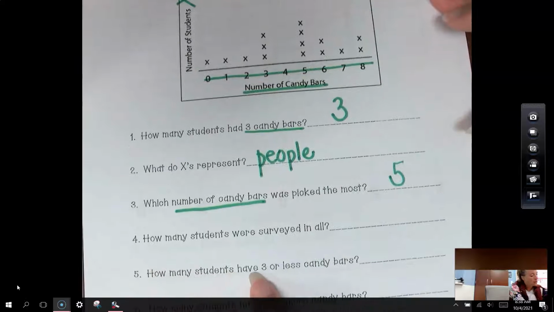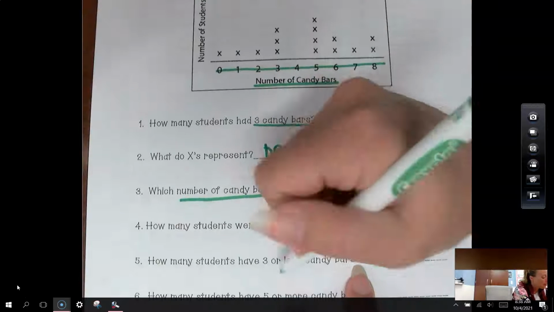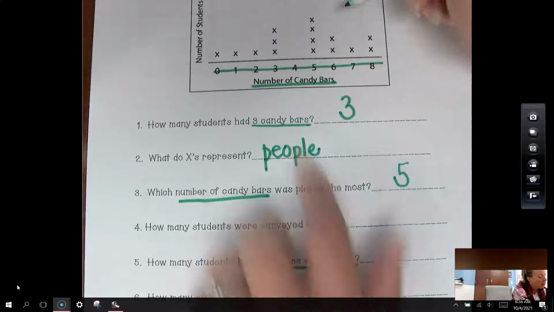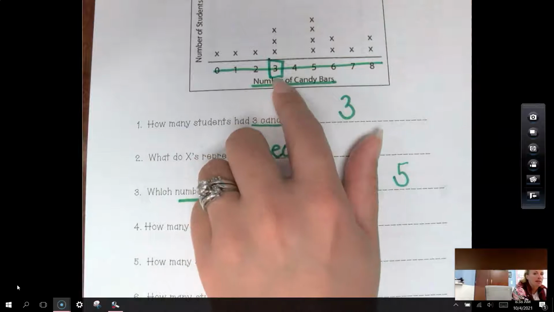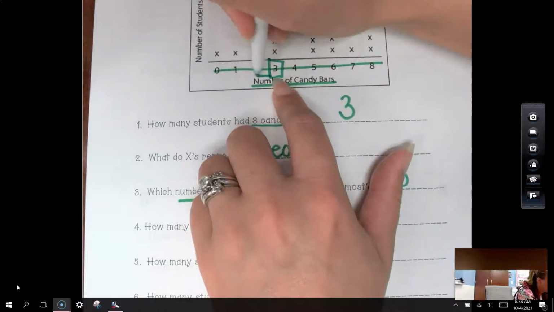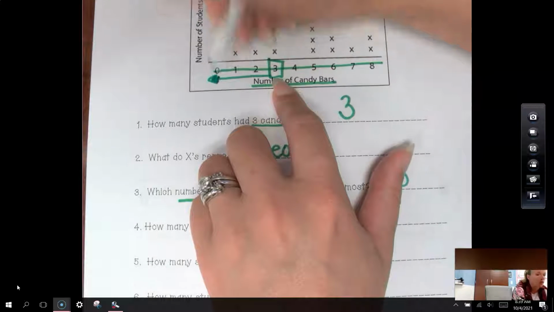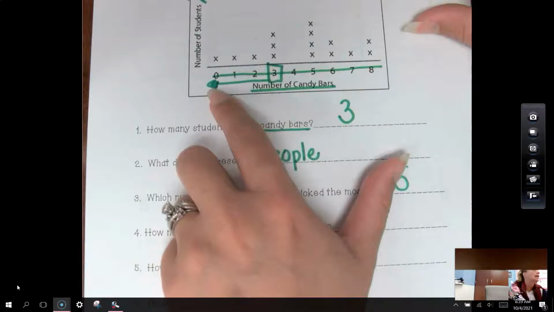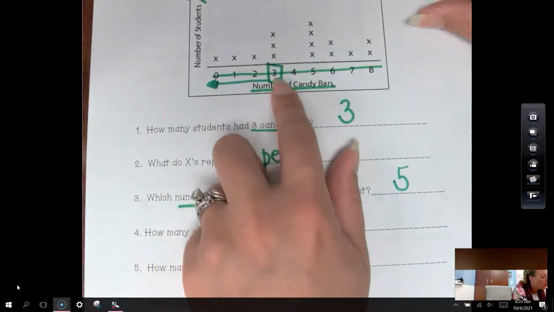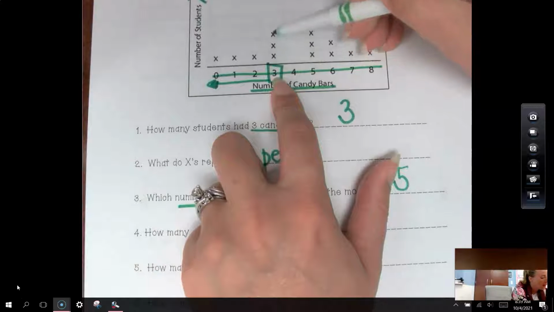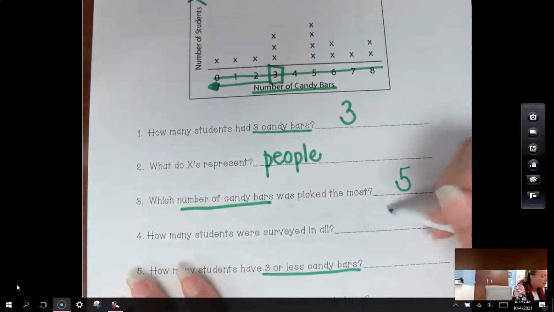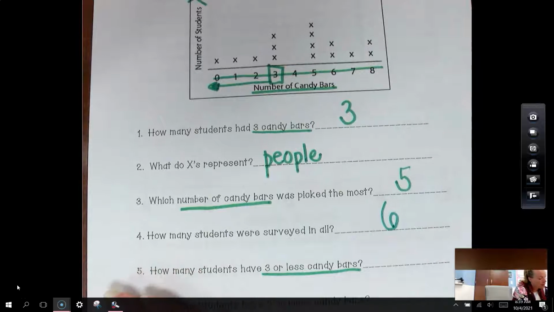How many students have 3 or less candy bars? So it says 3 or less candy bars. So I go up here, 3. And then it says or less. That is all of the numbers that are less than 3. So I have to tell how many people pick 3 or less candy bars. So 1, 2, 3, 4, 5, 6. 6 people had picked 3 or less.